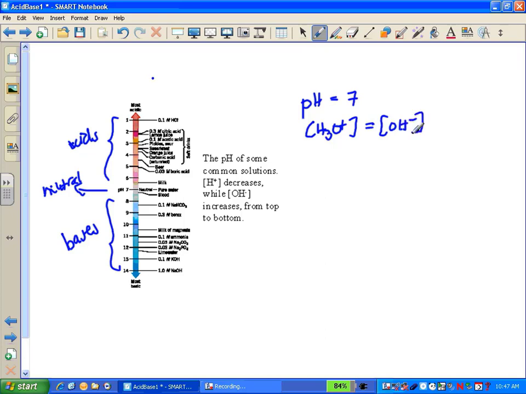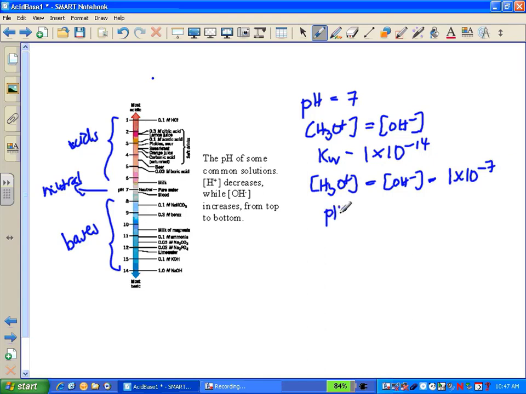And so when we look at the Kw being 1 times 10 to the negative 14, that would mean that if it's neutral, each of the H3O+ and hydroxide will equal 1 times 10 to the negative 7. Okay, and we'll review this a little bit later, but the pH is the negative log. And so if you take the negative log of 1 times 10 to the negative 7, you get a pH of 7.